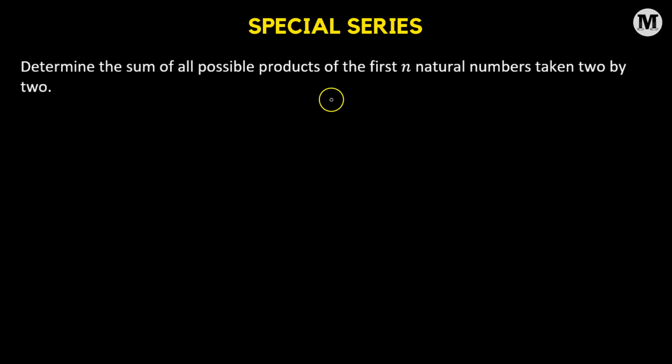Determine the sum of all possible products of the first n natural numbers taken 2 by 2. Let us begin. Let's try to understand the problem first. Let's say we have the n natural numbers, first n natural numbers. What we have to find out is the product of the first n natural numbers taken 2 by 2.